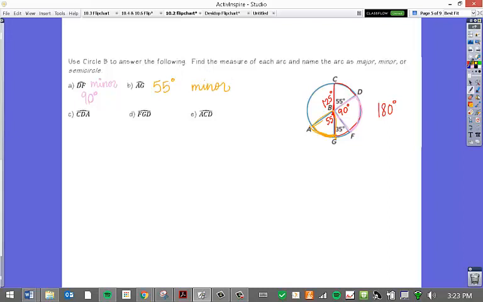The measure of arc CDA. CDA, remember the order of those letters matters. We go from C to D and from D to A. So we're going to have to add up all of those central angles. 55 plus 90 plus 35 plus 55. That's 235 degrees. So the measure of that arc is 235 degrees, which makes it bigger than 180, which makes it a major arc.